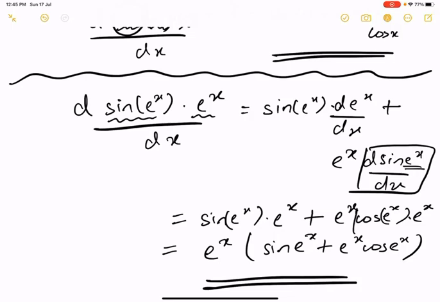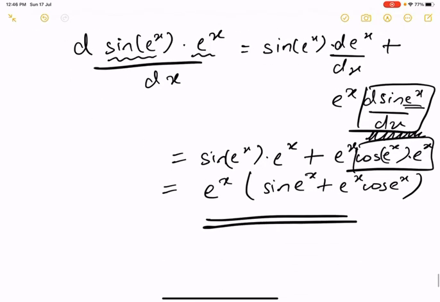So this box and this box, they both are same. So differentiation of sine is cos, but I cannot write cos x because input of sine is e raised to x. So it is cos of e raised to x multiplied by, there is one more function inside, e raised to x. What is differentiation of e raised to x? E raised to x. So that is why these two boxes are same.